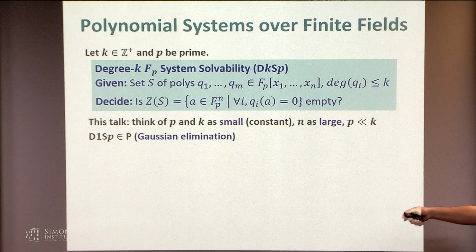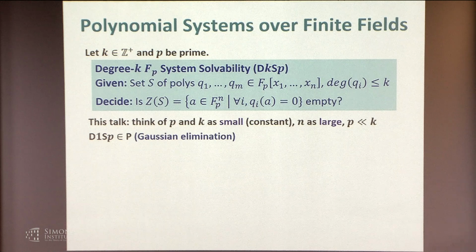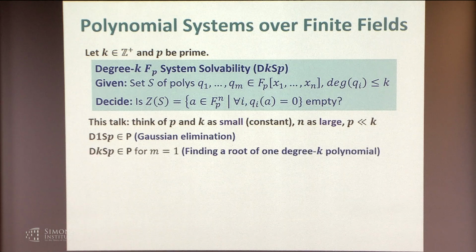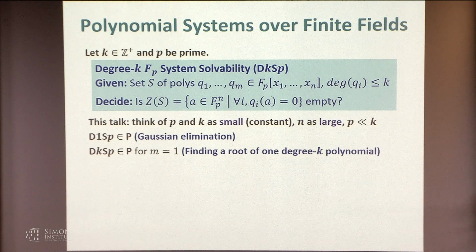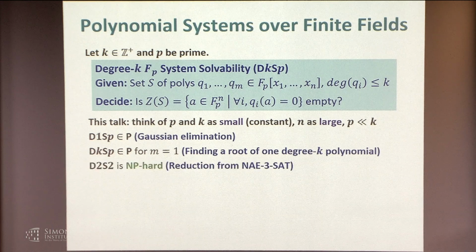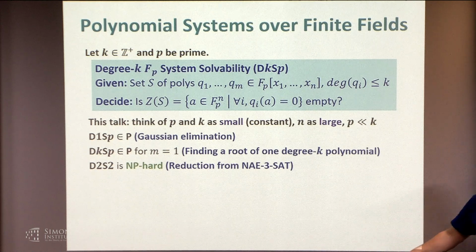Just to get used to this notation, if I have degree 1, it's linear equations, and I can solve this problem in P by Gaussian elimination. If I only have one equation, then I'm just trying to find a root of one degree k polynomial, where I'm giving you the list of coefficients, the monomials explicitly, and this you can solve in polynomial time. But if I allow you arbitrarily many equations and I look at F_2, degree 2, it's already NP-hard. The easiest way to see this is a reduction from not-all-equal 3-SAT.